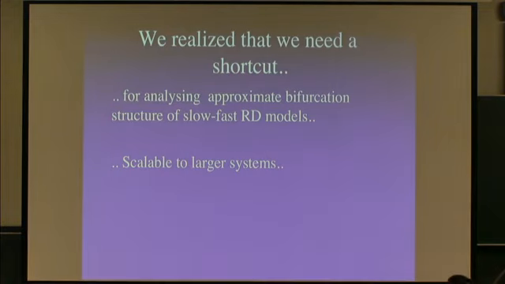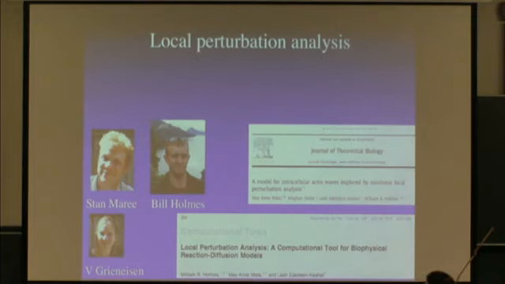So we realized that we need a shortcut for analyzing at least approximate behavior of these sort of systems. In particular, these kind of slow, fast reaction diffusion models, slow, fast because of this fact that the active proteins diffuse slowly. The inactive ones diffuse quickly. And we needed some kind of shortcut that's scalable to larger systems. And that's, in fact, what I'd like to discuss next.